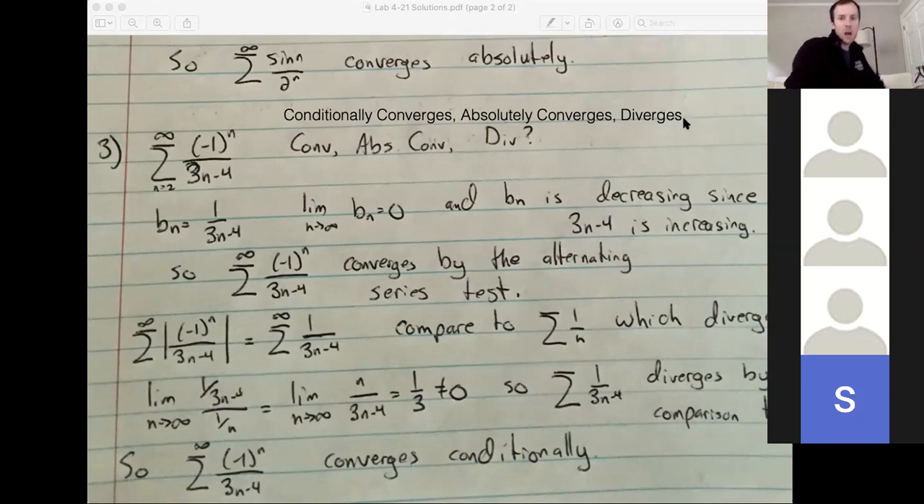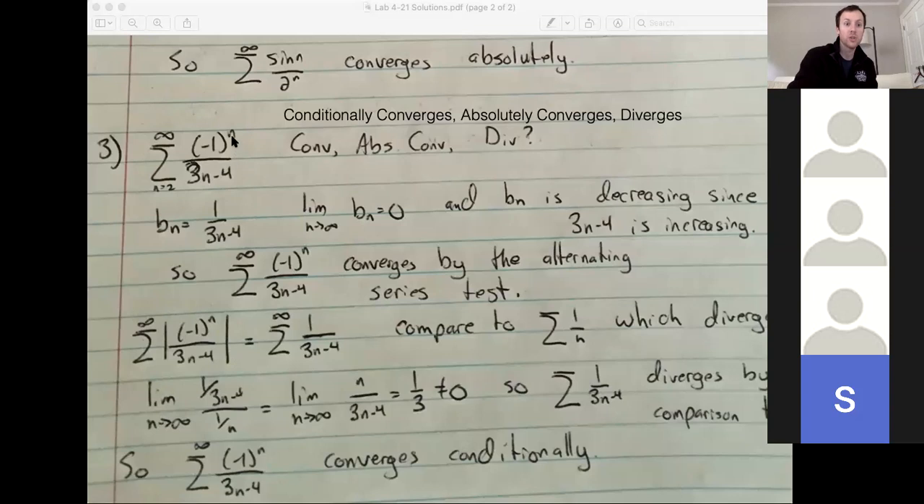And when you're given a problem like this, I think there are two ways to start doing this. One is, or I guess the options are, check if the series itself converges, or check if the absolute value version converges. In this case, what I decided to do was, let's look at the original version.